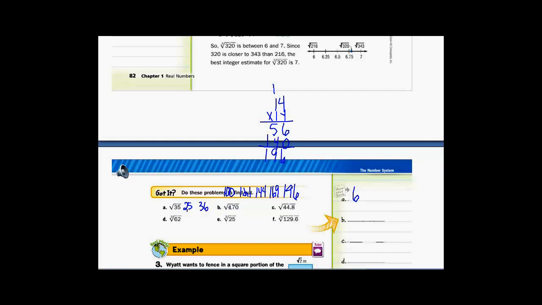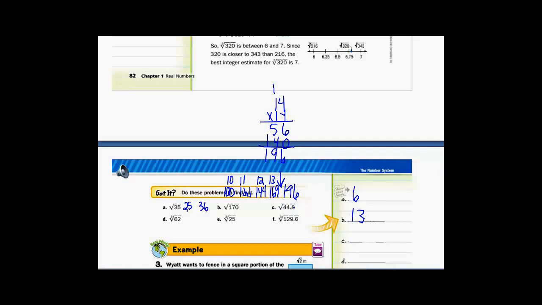So we've got one now on both sides of this. So we've got 170 would fall right in here. Obviously closer to 169 than 196. So that means this was 10, this was 11, this was 12, this was 13. So my answer would be 13. C, 44.8. Does not matter that it's a decimal. Same kind of thing's still going to happen.